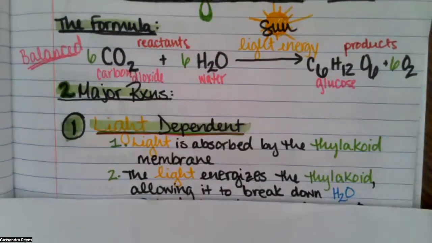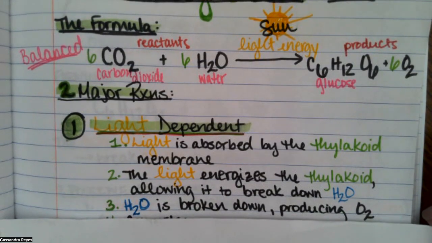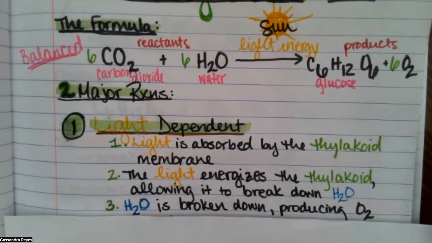But anyways, that light energizes the thylakoid and it gives it enough energy to actually break down this molecule of water down here. Once we've broken down water, we are going to be able to produce oxygen.